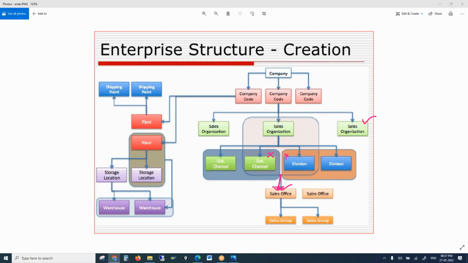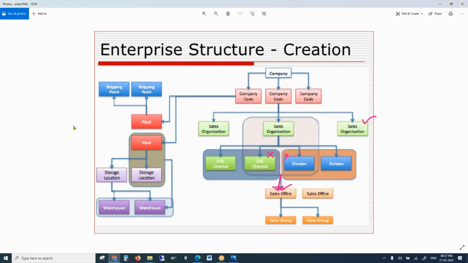Amazon fulfillment centers or Amazon warehouses, the big warehouses, they are nothing but plant. Because plant is not always a manufacturing plant. A plant can be also a storage plant. In the case of Amazon, it's a storage plant. That's where they store the material and then from there they deliver it to the customers, right?